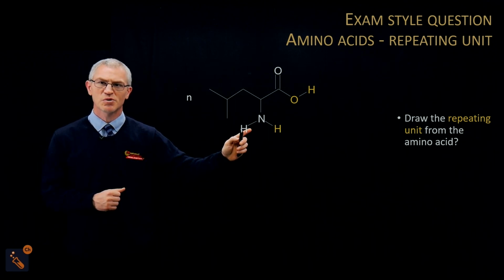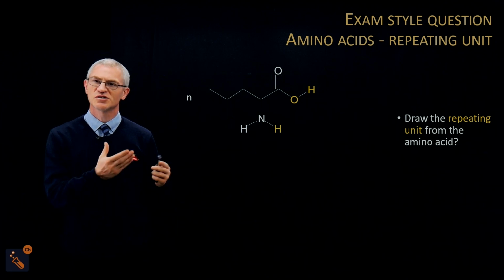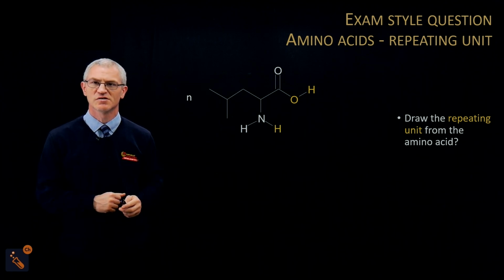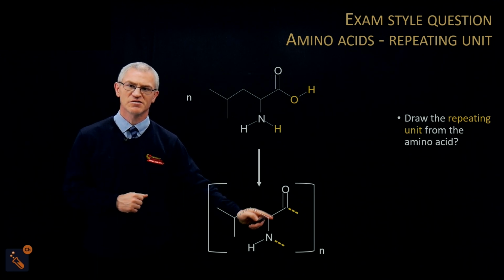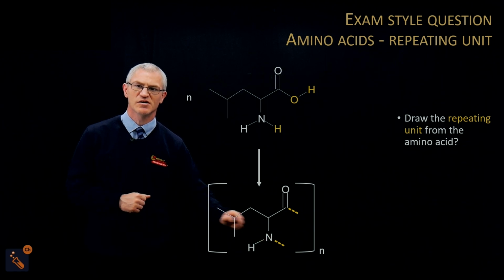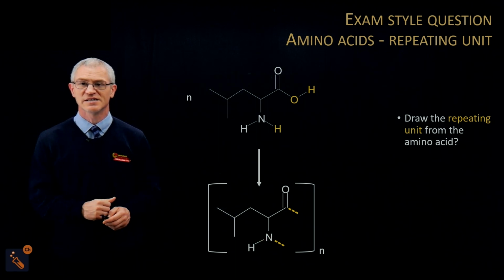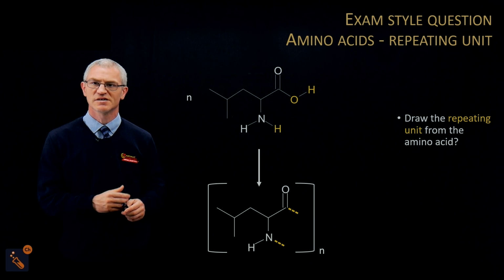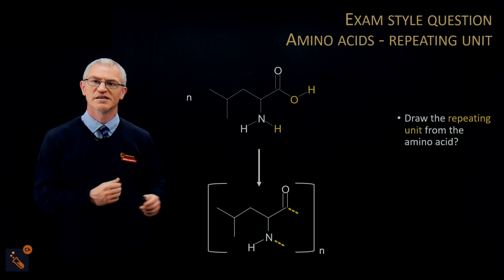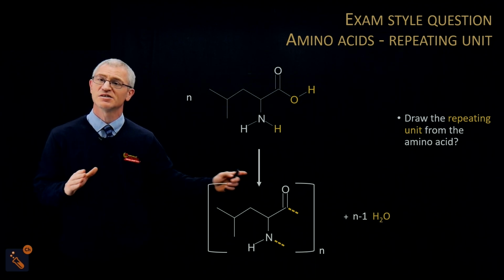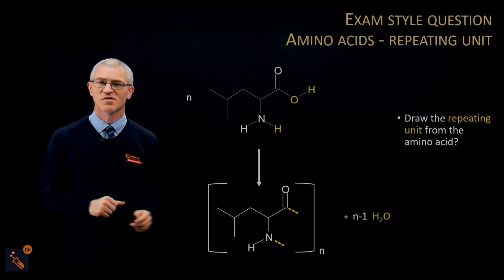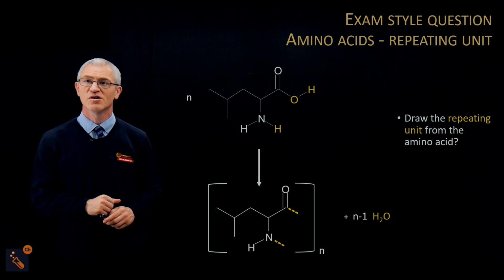And then you put the bonds in to show this is bonding to another molecule of itself, again in a nice chain. So that's what we do. So we've taken the OH off, we've taken the H off, and then we've put our bonds going to the next molecule in the polymer. And then all we have to do is finish it off with the number of waters that we've got. So remember, the end of the chain doesn't react, so therefore it's n-1 of water.